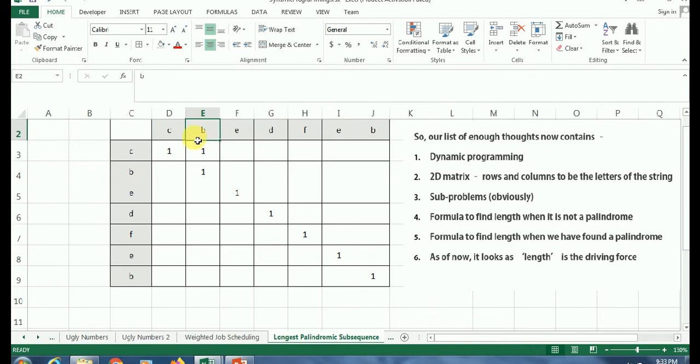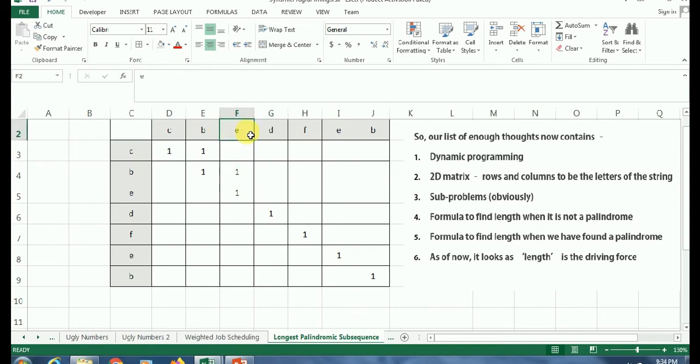Cool. So BE, that means the maximum of LPS of B and LPS of E. We are going to apply point number 4 here because B is not equal to E. All right, so 1 is the LPS of B and 1 is the LPS of E over here. Hence, I am going to get the maximum value as 1.